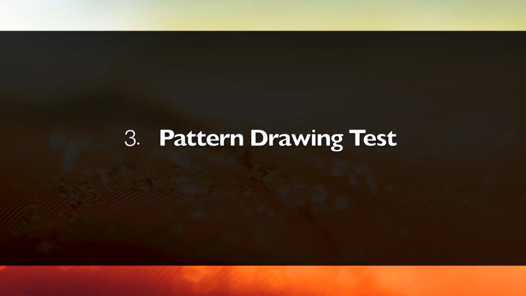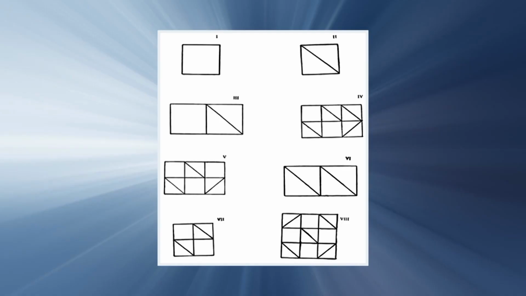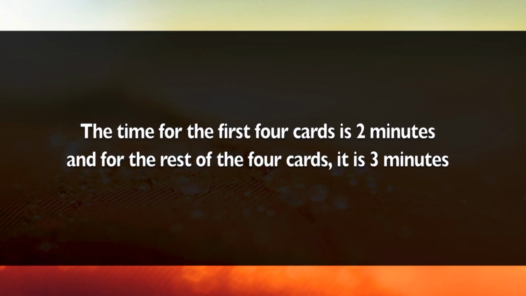Number 3rd test is the pattern drawing test. This test was constructed by Bhatia himself. There are 8 patterns of increasing difficulty from 1st to 8th. Every card has a pattern and the subject is required to draw these patterns in one go without lifting the pencil and without repeating the lines. The time for the first 4 cards is 2 minutes and for the rest of the 4 cards it is 3 minutes.